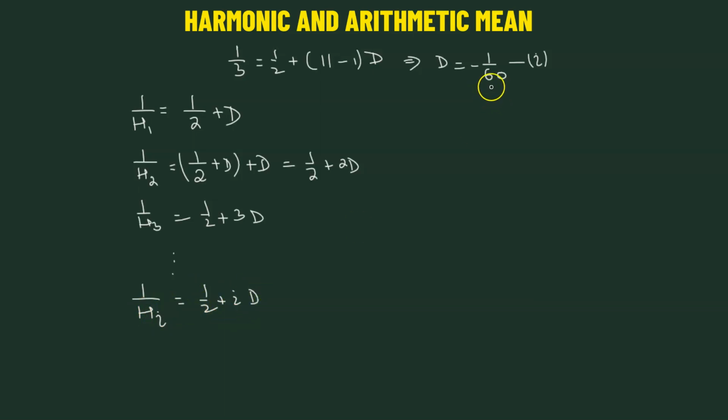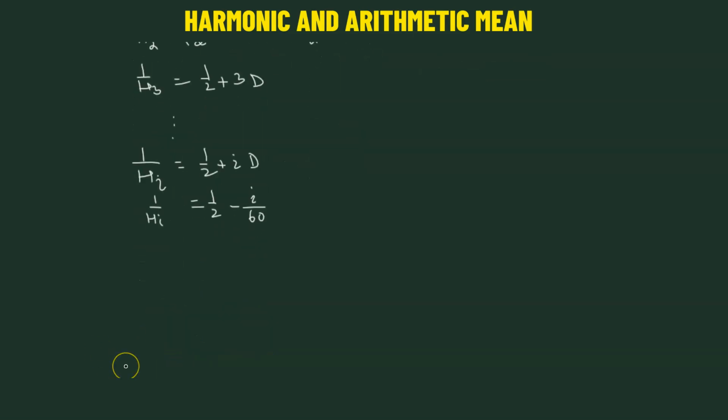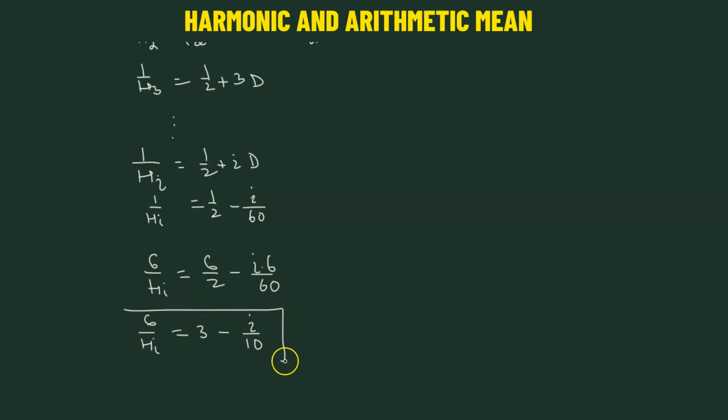Now we have already obtained the value of d. The common difference is negative 1 over 60, which means that 1 over hi equals half minus i over 60. Now let's multiply throughout with 6. So we have 6 over hi equals 6 over 2 minus i times 6 over 60. What's 6 over 2? That's 3. And 6 over 60 is i over 10. So we have obtained 6 over hi equals 3 minus i over 10. We're going to keep this aside and label it as equation number 2.